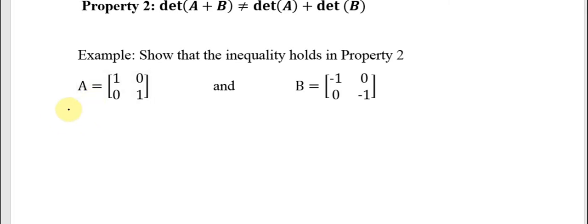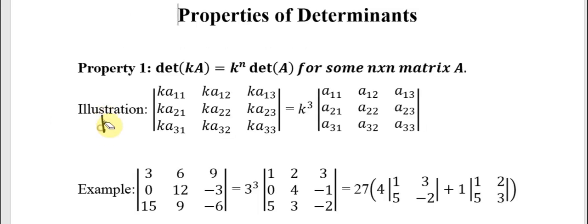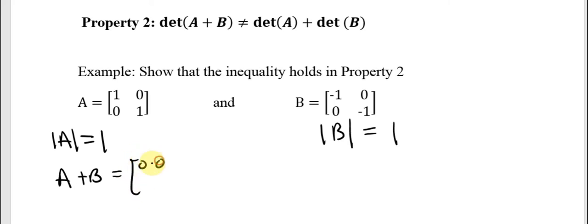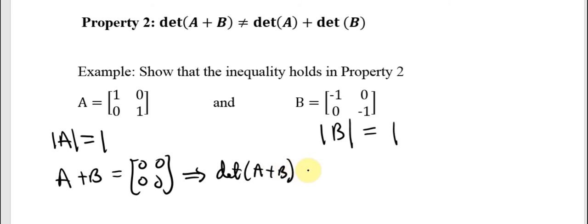If you take this matrix A and find its determinant, the determinant of A is 1. So this is 1. And then we find the determinant here of B. It's also 1. Now, if I add A plus B, I get the 0 matrix. Thus, the determinant of the 0 matrix is just 0.